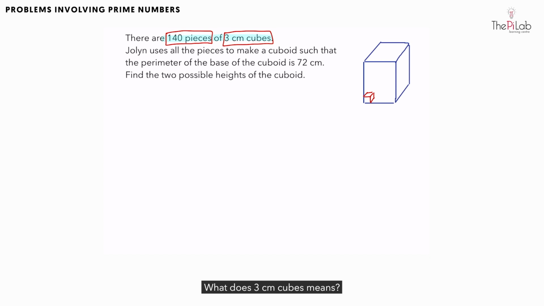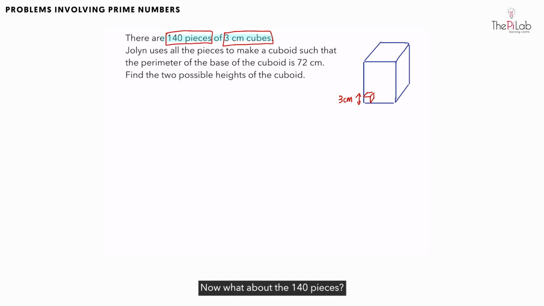What does 3cm cubes mean? It means that when you're building the cube, each side of the cube is 3cm. So in this sense, the question is a little bit trickier because we are no longer dealing with 1 centimeter cubes. We're dealing with 3cm cubes.